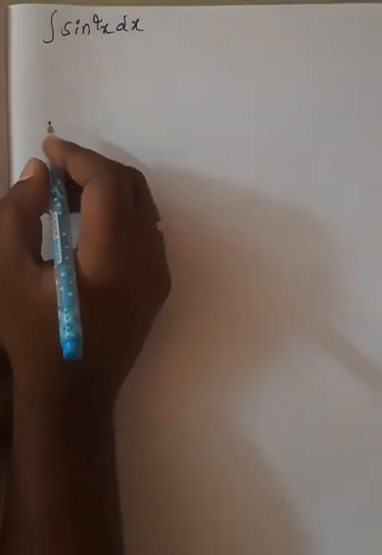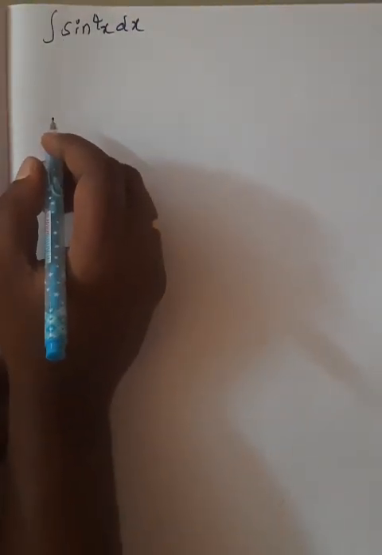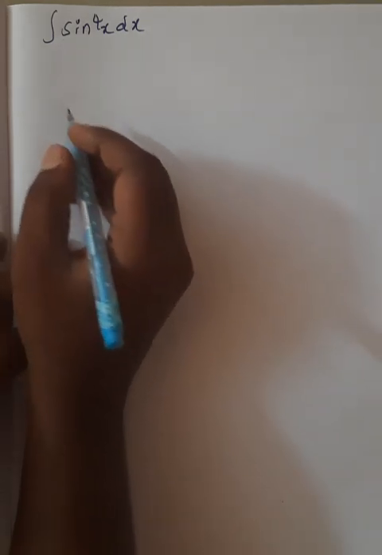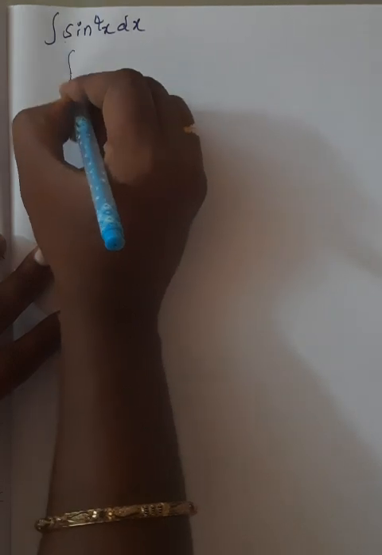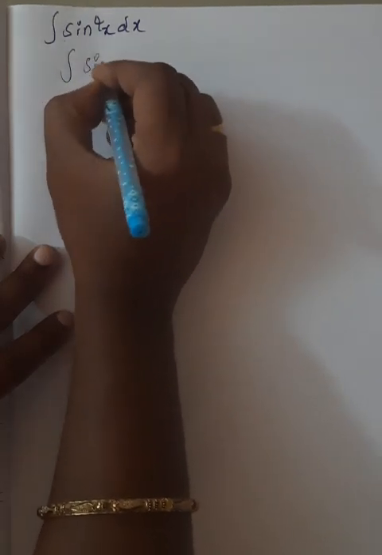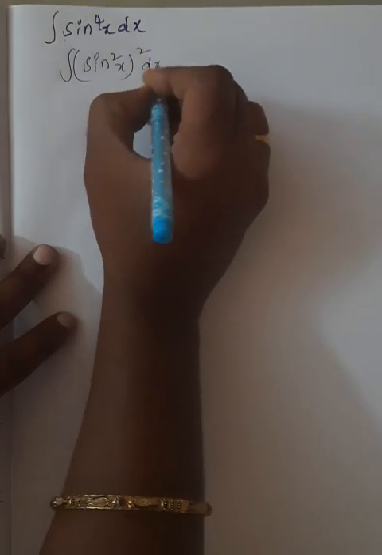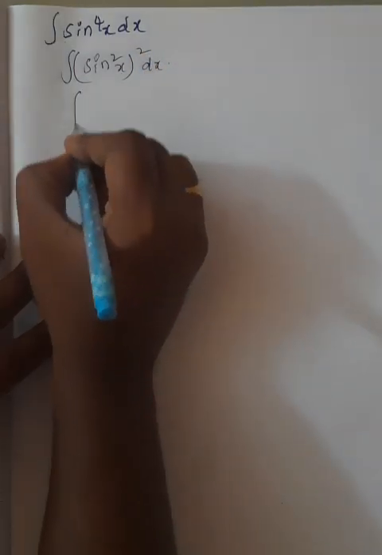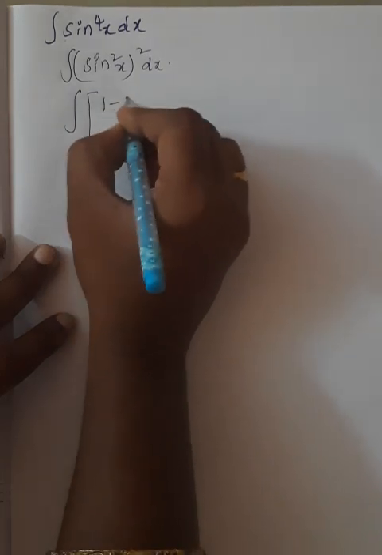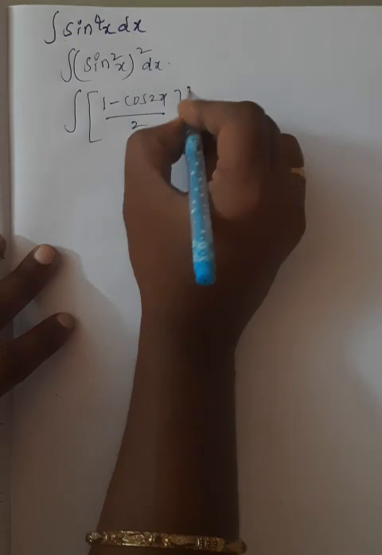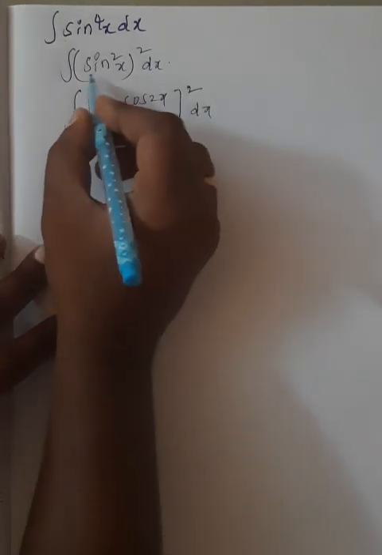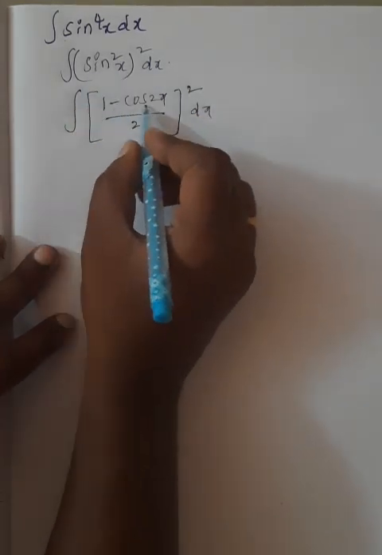Now let us discuss one last question in this integral form, which is integration of sine power 4x into dx. So this can be solved by considering sine power 4 as sine square x whole square into dx. But we know that sine square x is 1 minus cos 2x by 2, so it becomes 1 minus cos 2x by 2 whole square into dx.